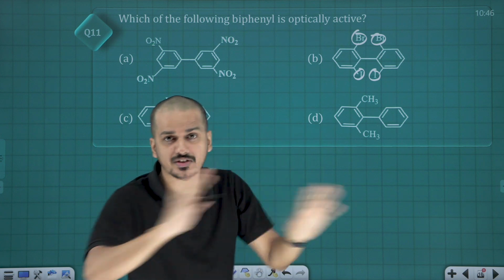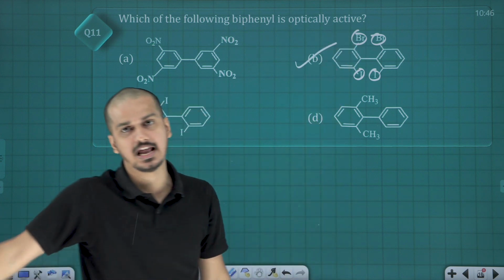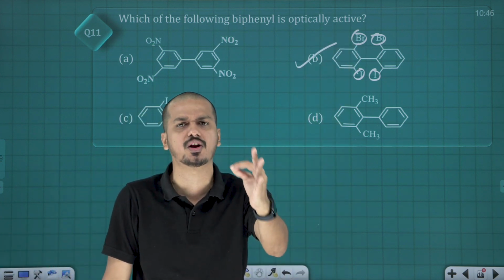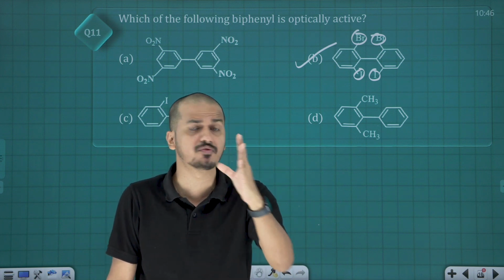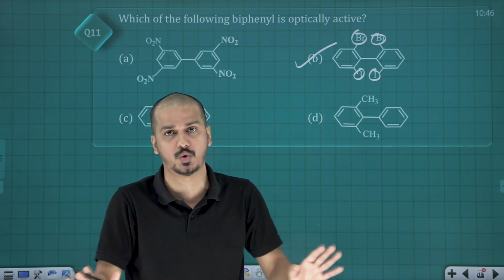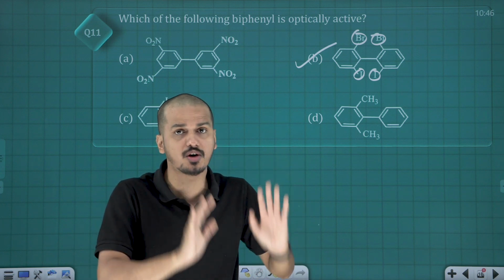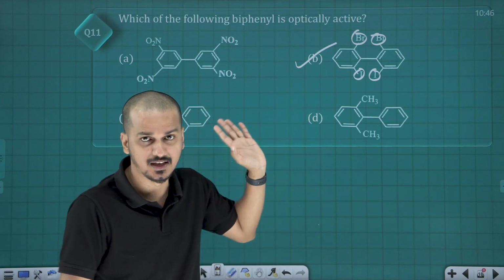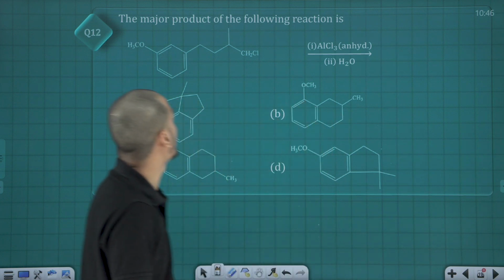So they have no symmetry. So they will show what? Optical activity. The main thing for optical activity is what? Asymmetry is required. They should not be in the same plane. So what's the answer? B. Ready? Next one. What about the next question?